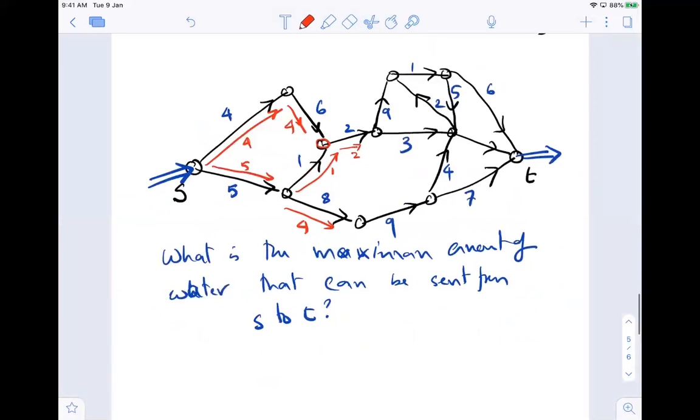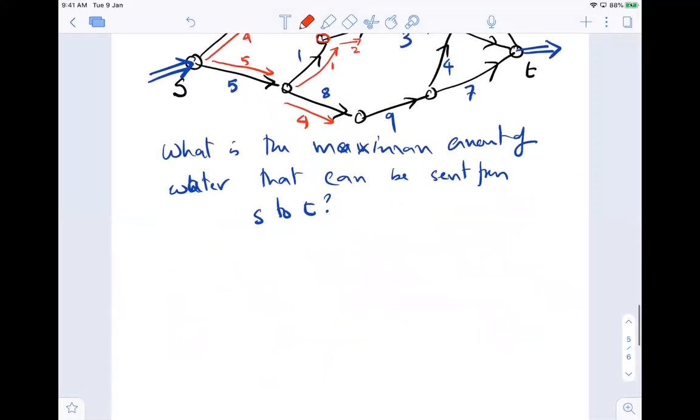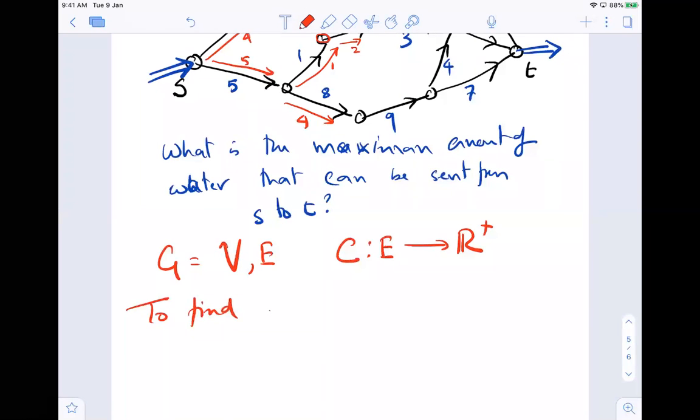So let me just try to formally write it up. What do you have? You have this graph, which is a V comma E. And you have a capacity on each edge, which is, say, a map from the edge set to the reals. And what do you want? So we want to find a flow. What is a flow?